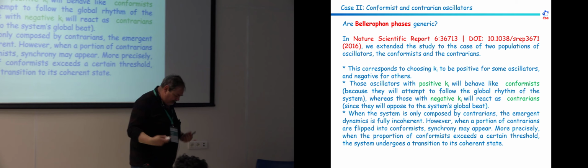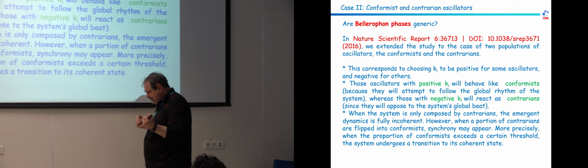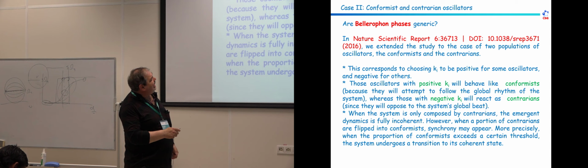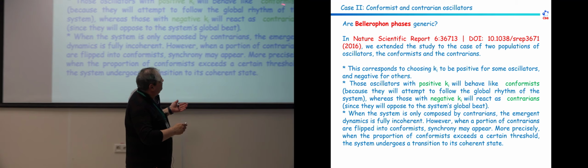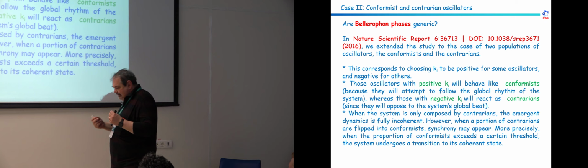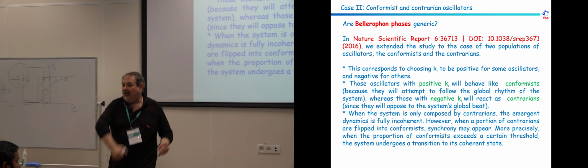a completely different system. In this completely different system, you basically have two populations of oscillators. One which is positively coupled with the mean field, and the other one which is negatively coupled with the mean field. So the idea is that the coupling can have only two values, a positive value, which is applied to a group of oscillators which we call conformists because they follow the mean field, and the other is negative, and this will be applied to a group of other oscillators which we call contrarians because they go against the mean field.